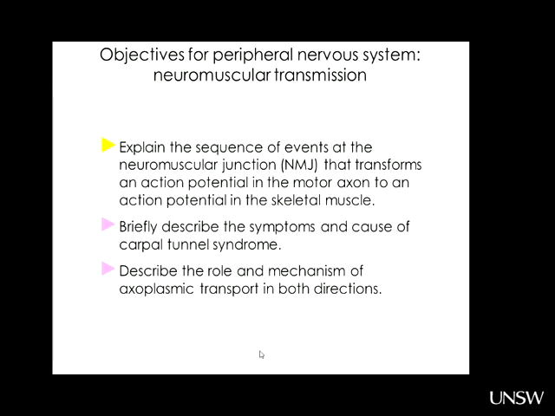So what you need to remember from this lecture: you need to explain the sequence of events at the neuromuscular junction, starting from an action potential in the axon, all the way to producing an action potential in skeletal muscle. In another lecture you'll learn how that causes contraction. You'll be able to tell me a bit about carpal tunnel syndrome and a little bit about axoplasmic transport. Thank you.